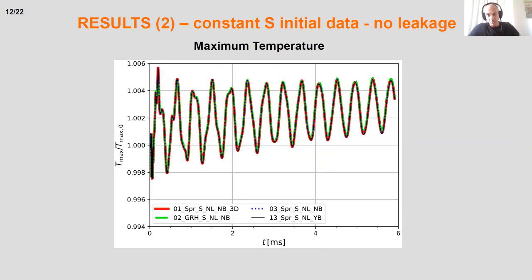We have also a plot here for the maximum temperature evolution. We see that there are several oscillations in the maximum temperature that shows an increasing overall average trend, let's say. But here again the results seem to be in perfect match between them.